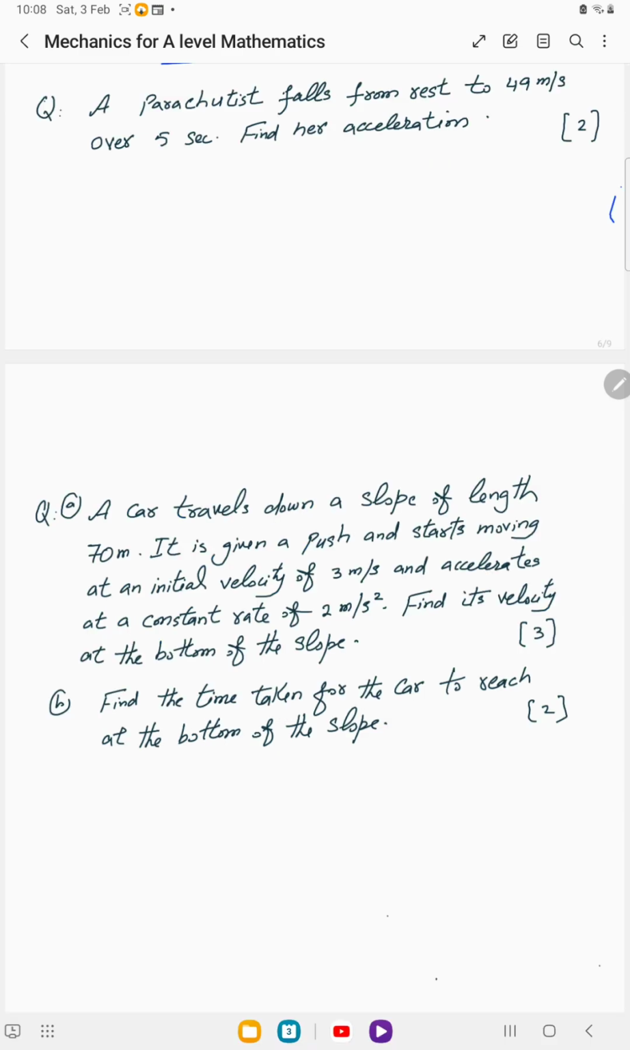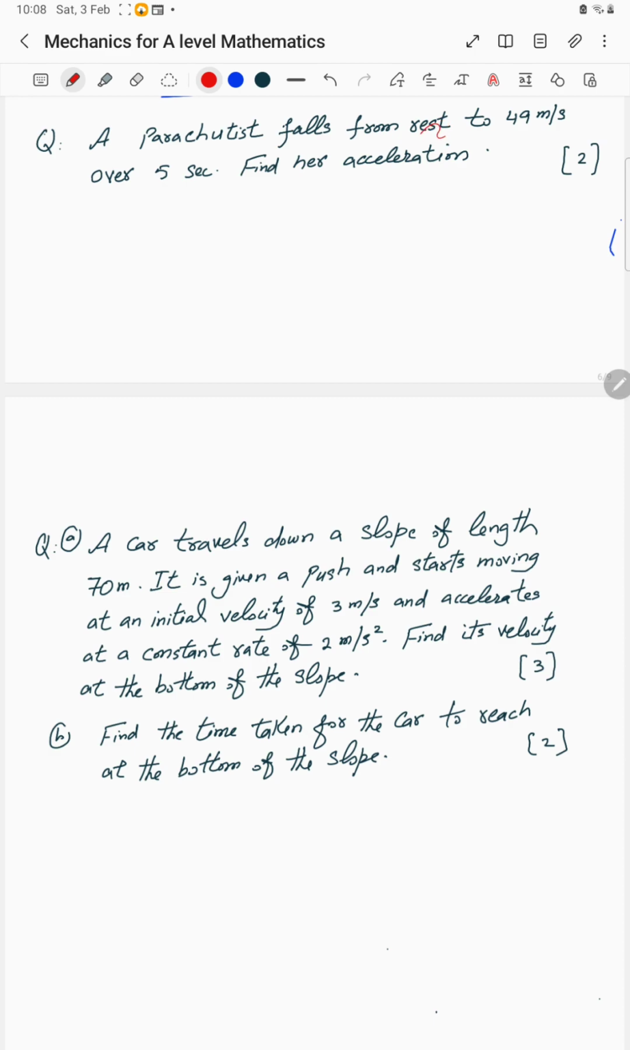Okay guys, now another question. A parachutist falls from rest. It's given that it falls from rest, so initially it was with velocity 0 meters per second, to 49 meters per second. It means finally it will attain the velocity of 49 meters per second over 5 seconds. So the time taken was 5 seconds.